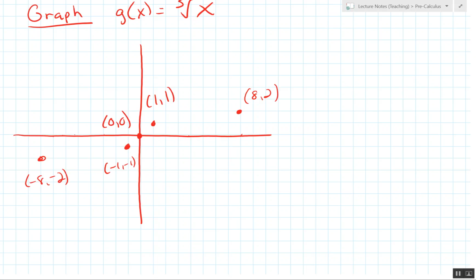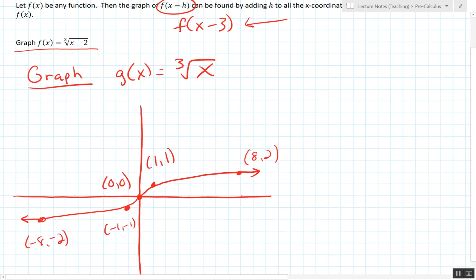And so our graph will look like this. Oops. Sorry. Let's try that again. A little better. And then I want to flip the computer upside down and hope the screen doesn't move and draw it that way. So this is what the graph of the cube root of x is.